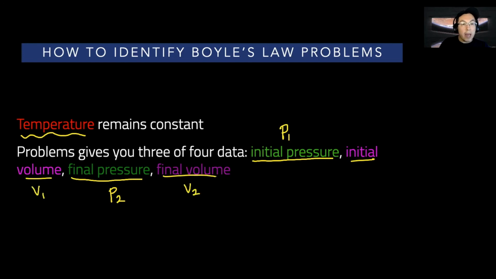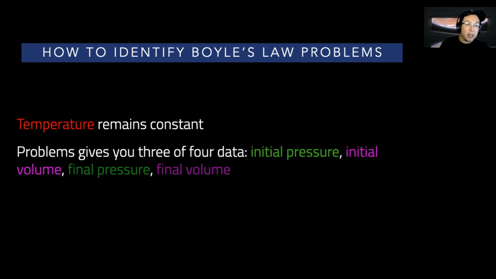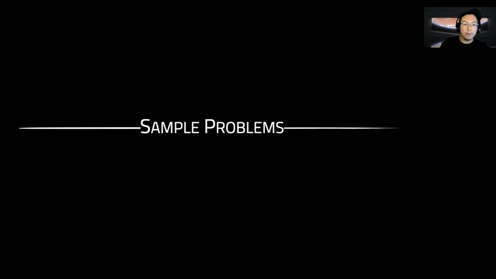Normally in these types of problems, we would have at least 3 out of these 4 variables, speaking of initial and final values. And temperature can be expressed as constant. They can give you a number, but they would say there was no change, or that the temperature was always the same, or might not even mention temperature. This would give you the hint that we're talking about a Boyle's law problem.